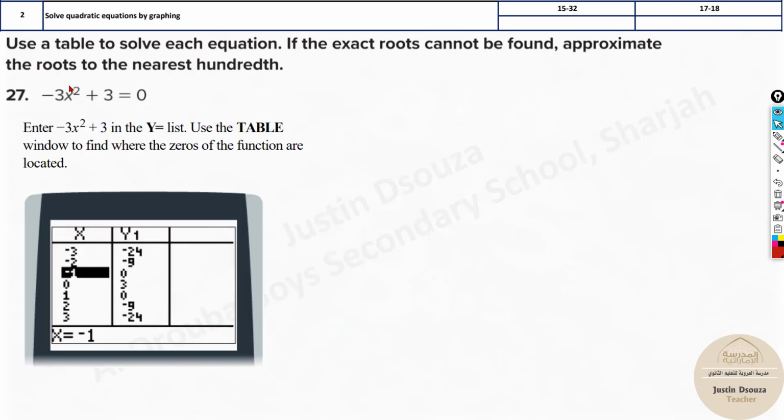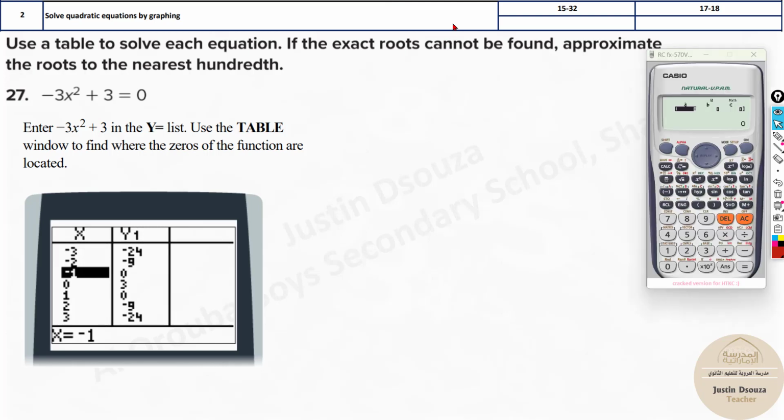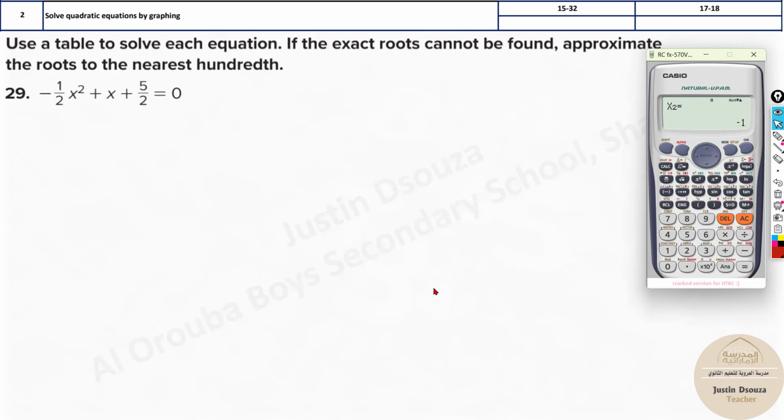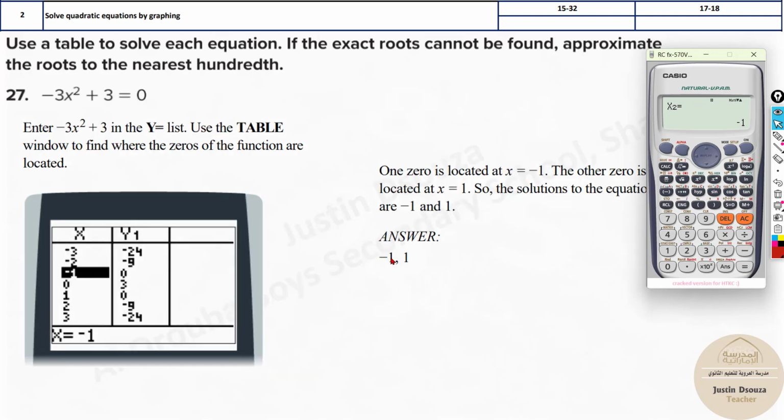Now this one we have already done. You can just use the graph, you can use the calculator and solve it up. It's again mode 5, 3, and over here it's minus 3. There is no x, what happened? Minus 3. There is no x term, so it's 0 over there, and lastly we have positive 3. The answer is 1 and minus 1. The answers are 1 and minus 1.